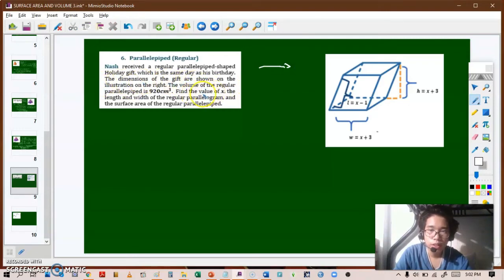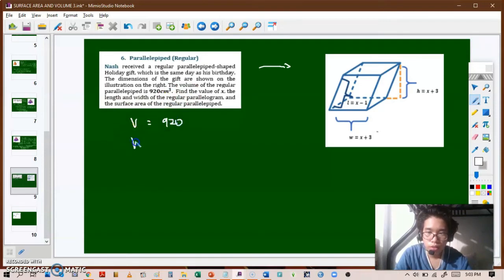The volume of the regular parallelepiped is 920 cubic centimeters. So find the value of x, the length and the width of the regular parallelepiped. That means all of the faces here are the same, and find the surface area of the regular parallelepiped. So we're given here the volume, so the volume is equal to 920.